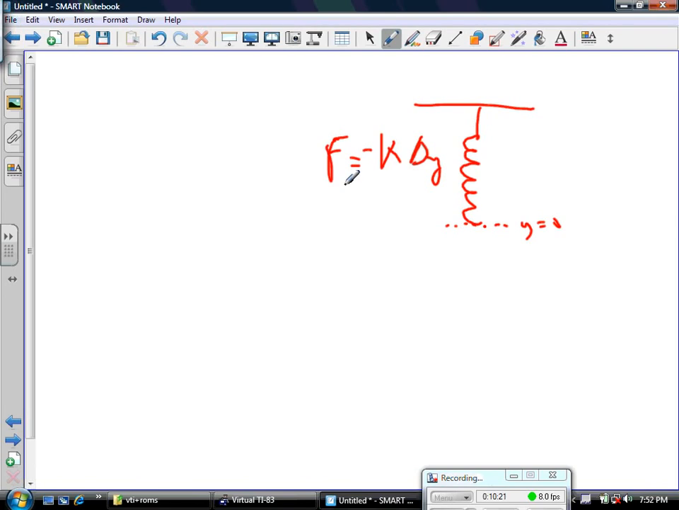Let's say they give you a spring whose spring constant is k equals, I don't know, what's a good spring constant? 8 newtons per meter. Does that make sense? If the spring constant is in newtons per meter and delta y is in meters, the meters cancel and you get newtons for force, right? That makes sense.